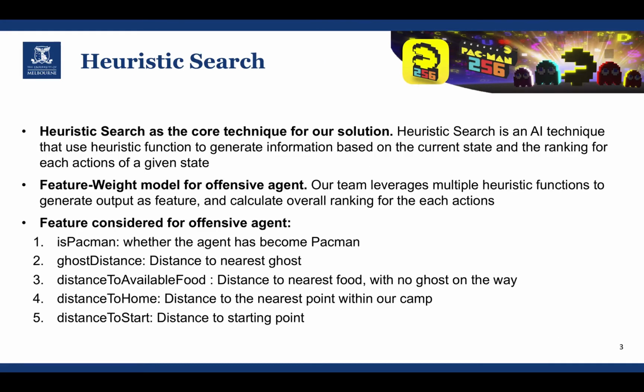First, we will talk about the technique, heuristic search. Heuristic search is the core technique for our solution. It is a technique that uses heuristic functions to generate information, and we use it as features to calculate a ranking for each action. In our model, we use weighted feature models and leverage multiple heuristic functions to generate outputs as features and calculate an overall ranking for each action.